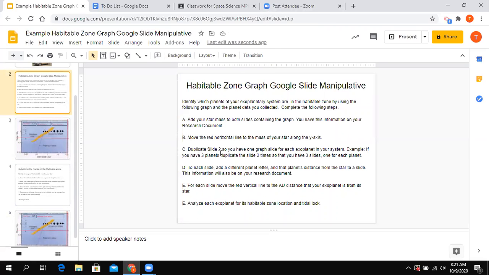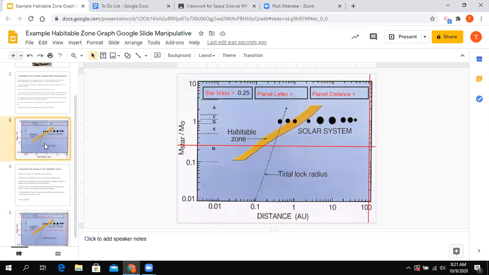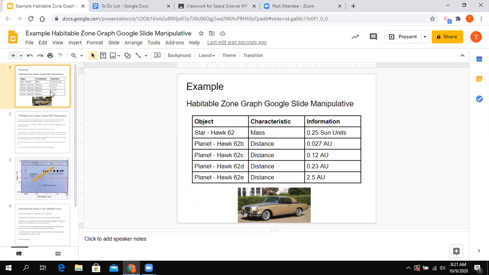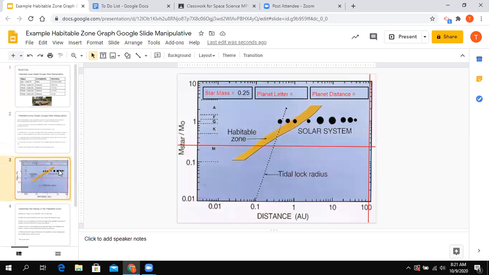Duplicate slide 2 so that you have one graph slide for each exoplanet in your system. Example, if you have 3 planets, duplicate the slide 2 times so that you have 3 slides, one for each planet. All right, so I have 4 planets, so I need 4 of these of slide number 2. Now, on my presentation, it says slide number 3, but your presentation will not have this chart of information. Okay, so I need 4 of them, so I need to duplicate this 3 times.